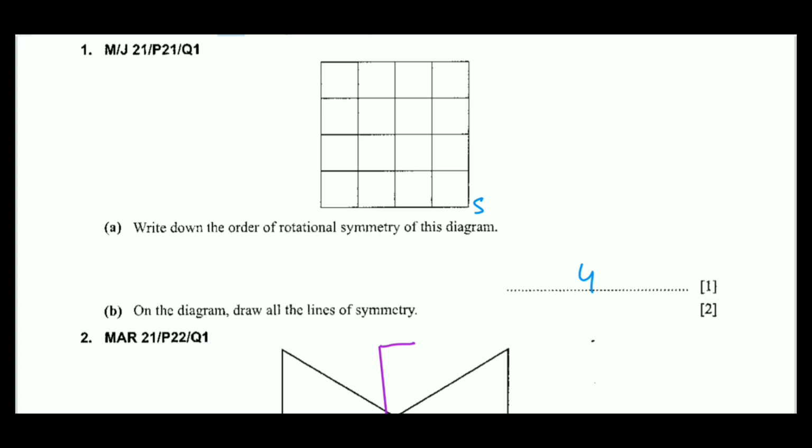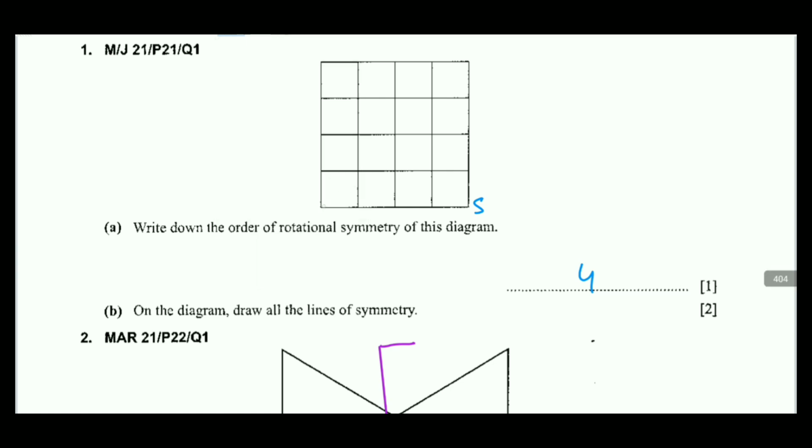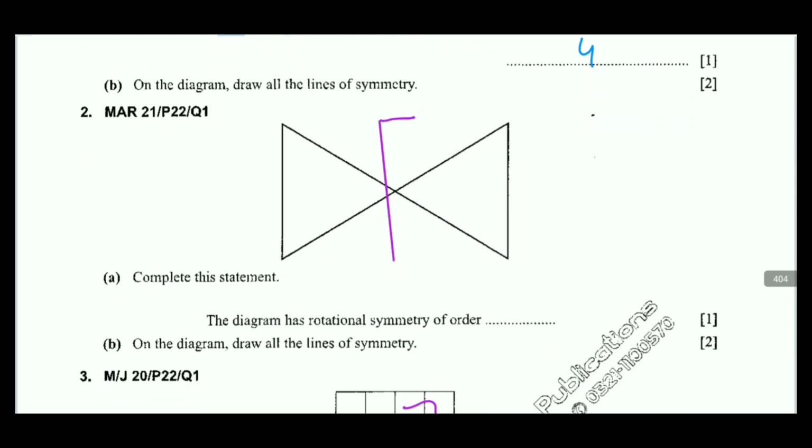So on the diagram, draw all lines of symmetry. So how many lines of symmetry does this shape have? You can see this is the line of symmetry. This is also the line of symmetry of this square shape. This is the line of symmetry, and this is the line of symmetry of this shape. So it means there are 4 lines of symmetry of this shape. Okay, next question.